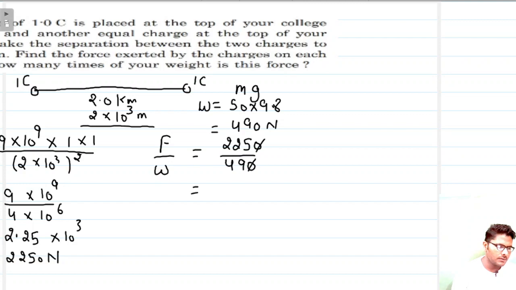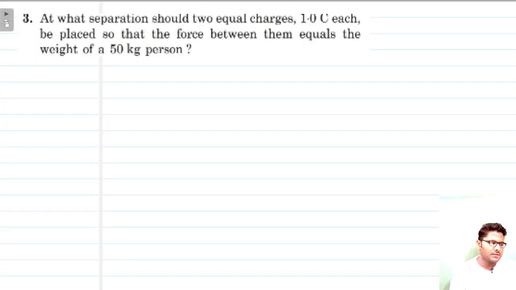As you can see, this is approximately 225 over 49, so approximately 4 point something, 4.6. So approximately this force is 4 times your weight. And as you can see, these two charges are separated by a very large distance, 2 kilometers. Even then they are applying so much force on each other. So you can easily assume that the electrostatic force is much stronger than the gravitational force.